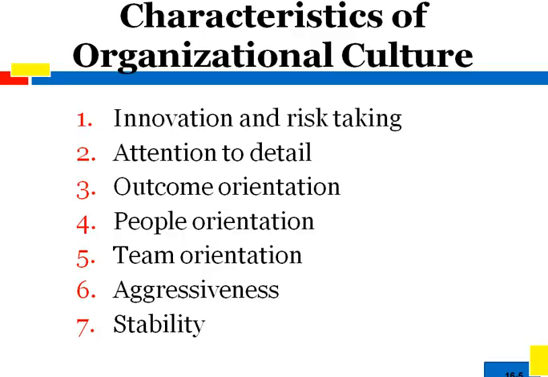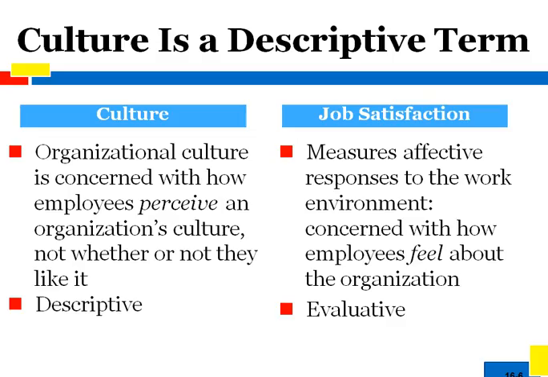As far as a stable culture is one that is pretty well entrenched, pretty well understood, and doesn't change very often. So these are the 7 primary characteristics that you can use to define an organizational culture. And organizational cultures have a mix of these 7. Some, they're much stronger on one level and weaker on the other level. Okay, culture is a descriptive term, so we're trying to describe the organization.